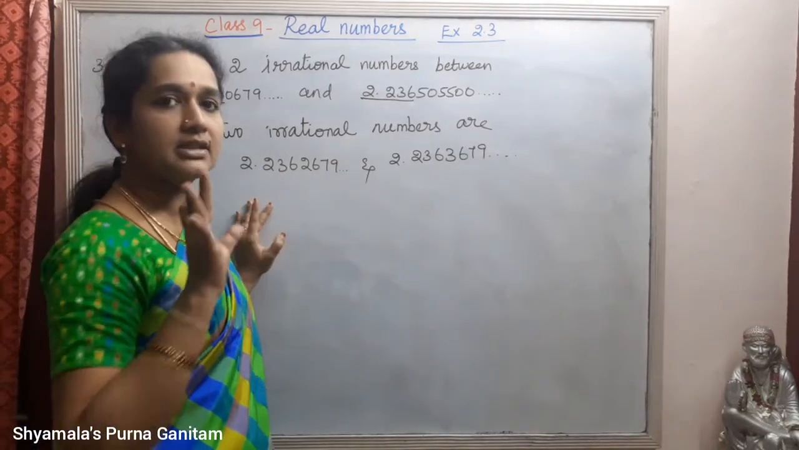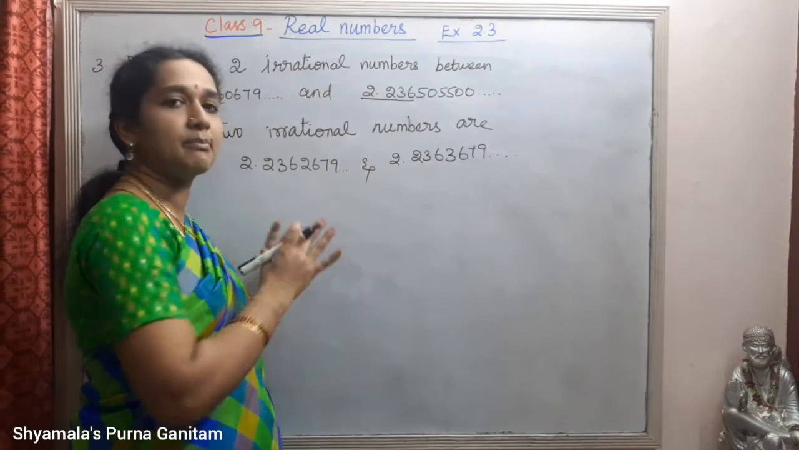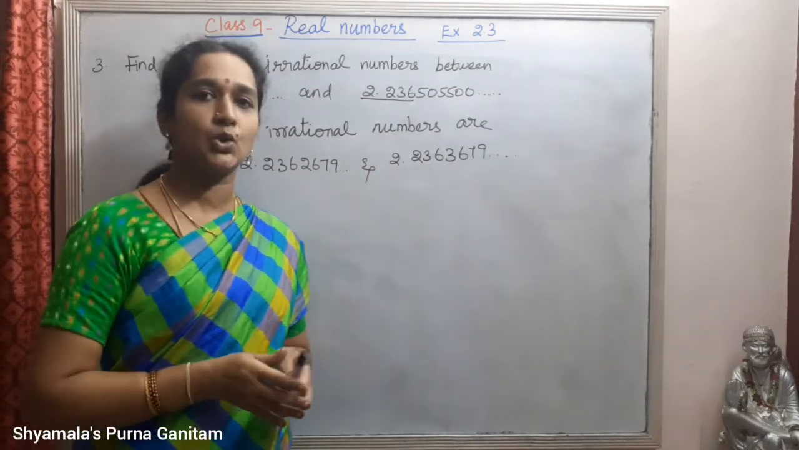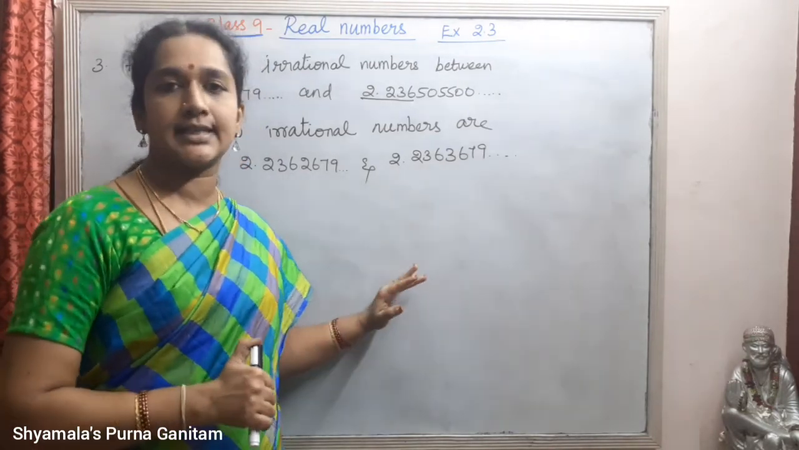So this exercise is very simple. We are just asked to find irrational numbers between any two irrational numbers. That's all. So this exercise is over. Exercise 2.3 is over. In the next class we will do the next exercise.